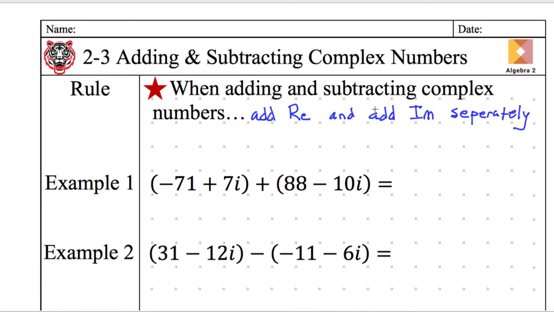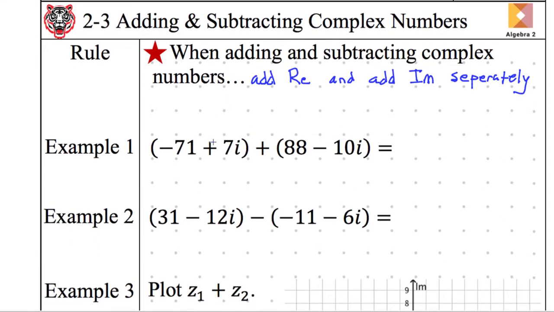It's very similar to how we add and subtract polynomials. We add the x's and we add the numbers separately. They're kind of like in their own category. So I think the best way to do this is just to look at 2 examples really quick.